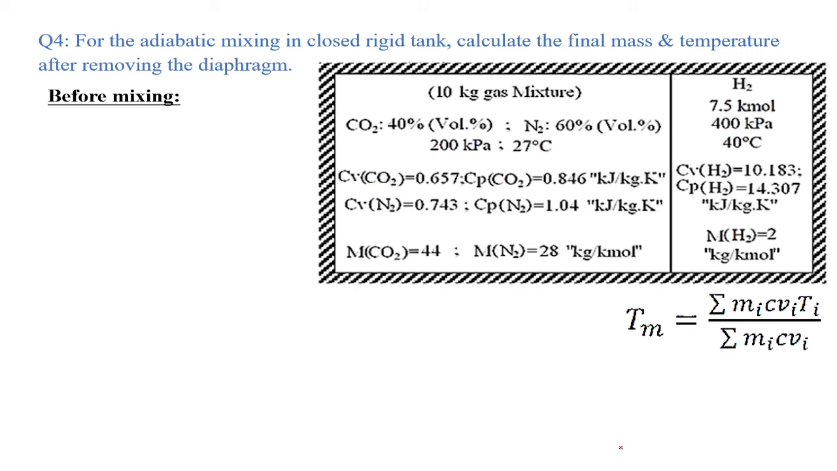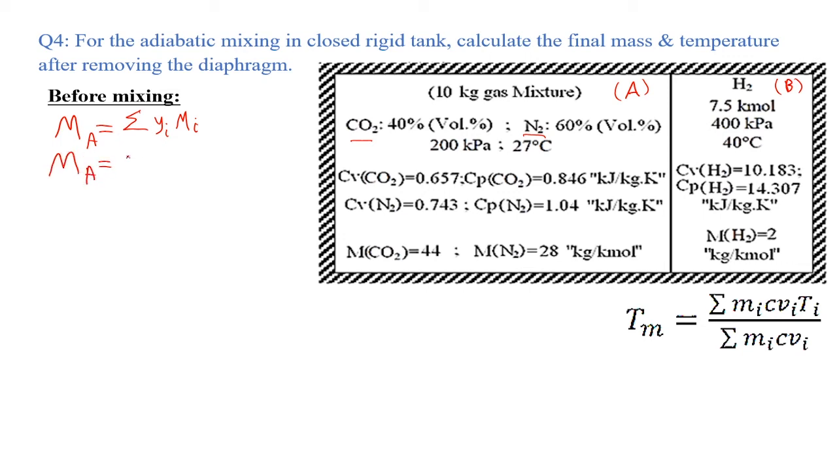So we can divide the tank into two spaces. One space we call A, the second space we call B. So the molar mass for A will equal the summation of the mole fraction multiplied by the molar mass of the components. We have here two components, CO2 and nitrogen, and we know the mole fraction for each one. So we can calculate the molar mass for space A.